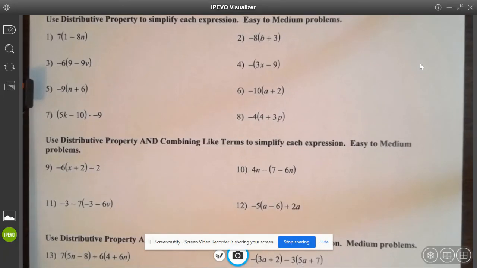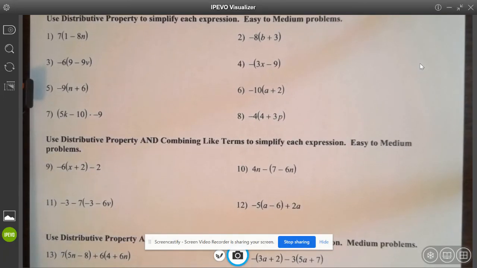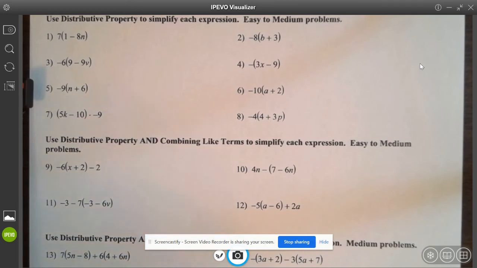Okay, students, this week we are going to practice the distributive property. For some of you, it's new. For some of you, you have already seen it. That's good. So let's practice it. I'm going to do some examples here and then leave some for you.